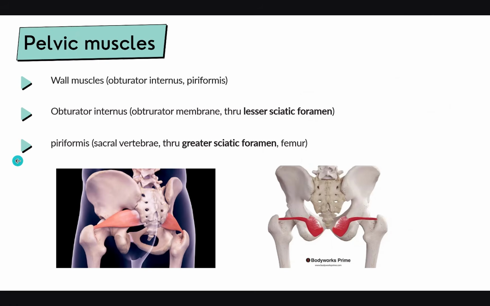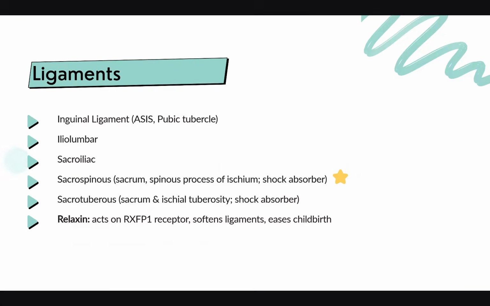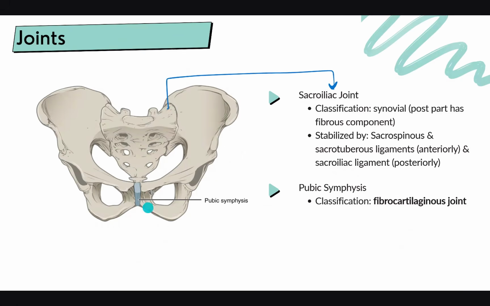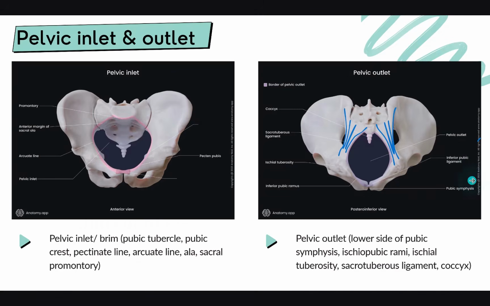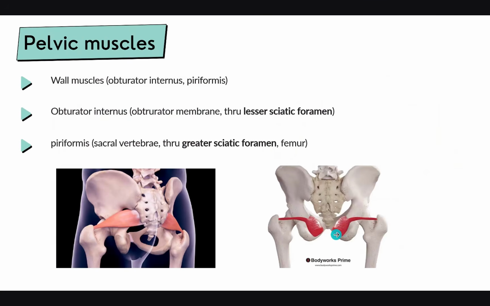Wait, let me real quick tell you what is the obturator foramen. Okay, so over here, as you can see, this hole is the obturator foramen. Okay, it's usually covered with a membrane called obturator membrane. Now, the obturator internus muscle starts from the inner part of the obturator membrane over here, and it goes through the lesser sciatic foramen. Okay, lesser sciatic foramen, very important to know.